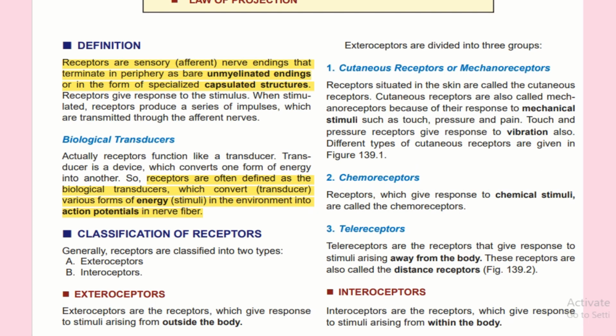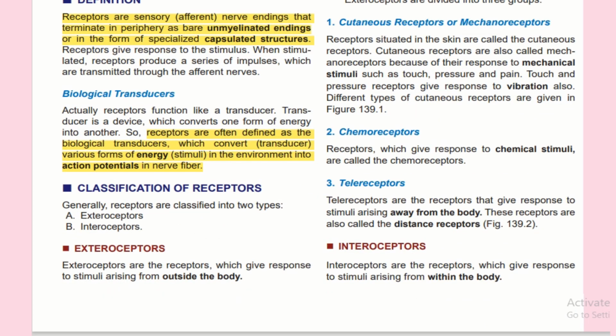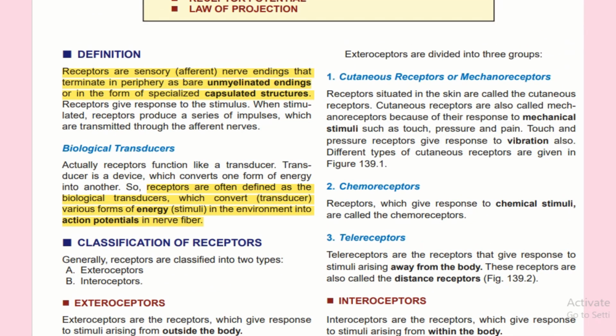Then we have classification of receptors. Generally, receptors are classified into two types. We have exterior receptors and interior receptors. Exterior receptors, as the name says, exterior means outside. Exterior receptors give response to stimuli arising from the outside of the body. Exterior receptors are divided into three groups, which include cutaneous receptors, chemoreceptors, and telereceptors.